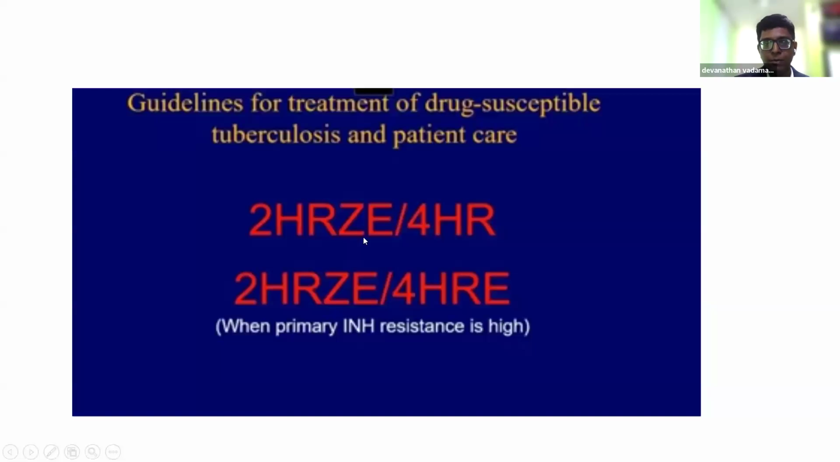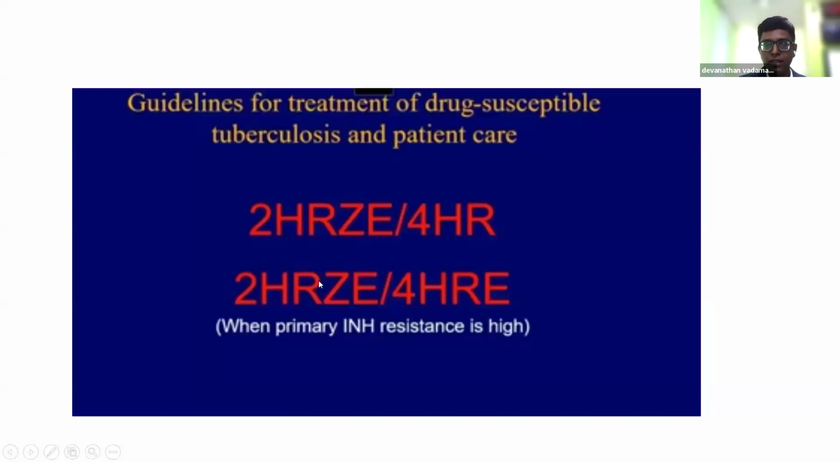The previous regimen was 2 HRZE and 4 HR. The government has now added ethambutol in the continuation phase also. This was implemented from 2018 onwards. Why we have done this is that primary isoniazid resistance is high. If isoniazid is resistant and if line probe assay is not done, we won't know the status of isoniazid. And in India, isoniazid resistance is quite high. So we have added ethambutol in the continuation phase.